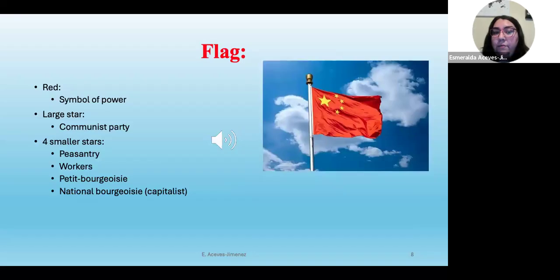Here is the flag of China. As you can see, the flag is bright red. This is also known as Chinese red. The red symbolizes power because of its bright color. The large star we can see there, bigger than the rest of the stars, is known for the Communist Party. And the four smaller stars are known for the working class, which are the peasantry, workers, petit bourgeois, and the national bourgeois, which are known as the capitalists.